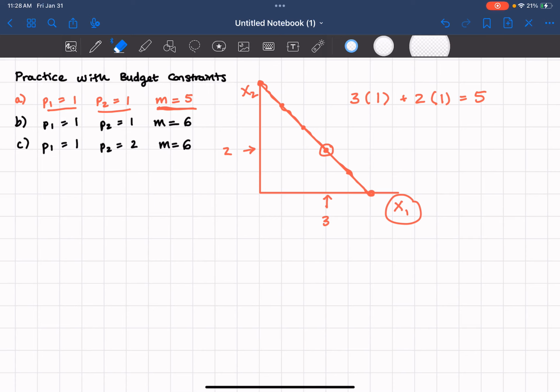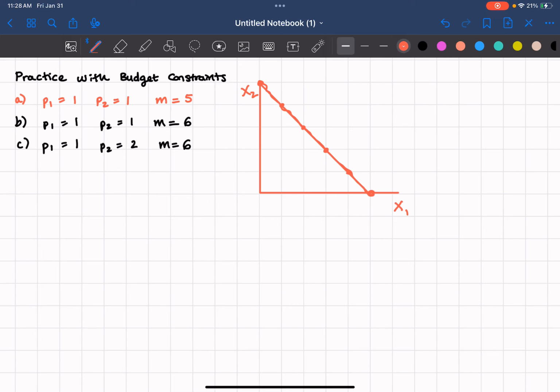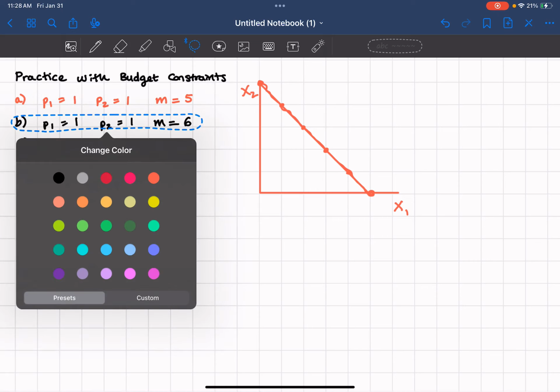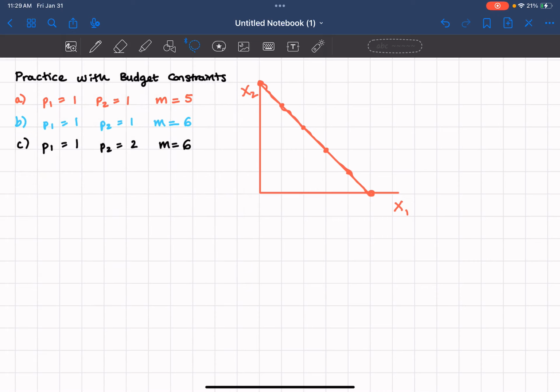Okay, that was part A. I'm going to go on to part B now. And this might be a good time to pause for yourself and see if you can solve it first. Okay, assuming that you've paused and tried it out, let's make this, I like blue for this.